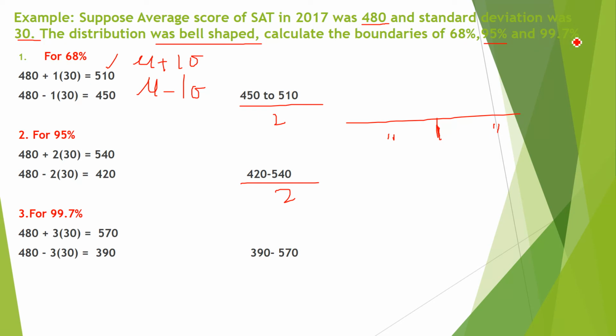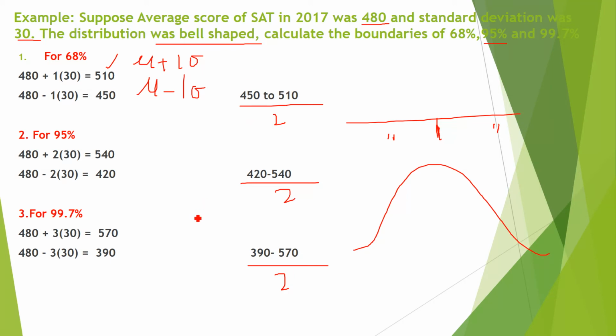Similarly, 99.7% means 3 sigma when k is equal to 3. So 480 plus 3 sigma, right? This is 480 mu plus 3 sigma here, mu minus 3 sigma. So you will get 390. This is the range. Again, add 390 plus 570 and divide by 2, you will get 480. It means data is equally distributed on both sides of the mean, and you will get a curve like this. And it is also mentioned the distribution was bell shape, so the empirical rule applies.